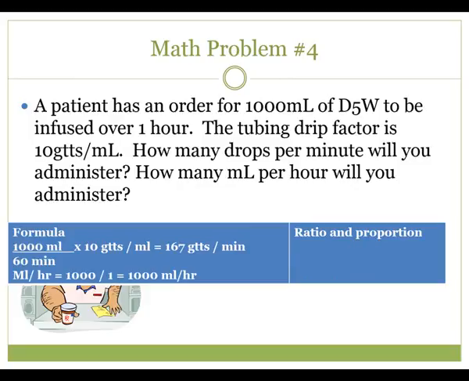Patient has an order for 1,000 mils of D5W to be infused over an hour. The drip factor is 10. How many drops per minute? How many mils per hour?